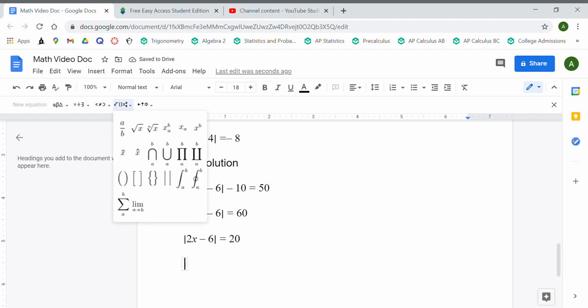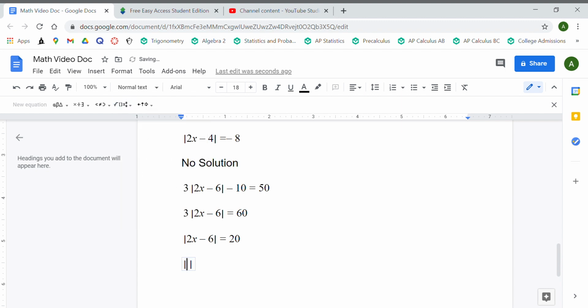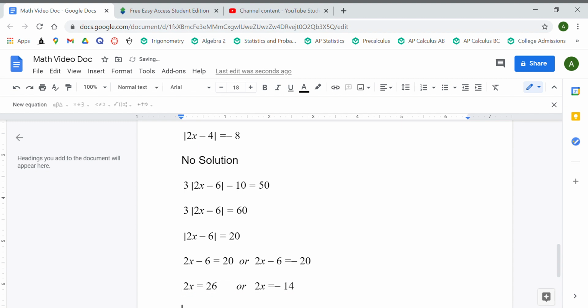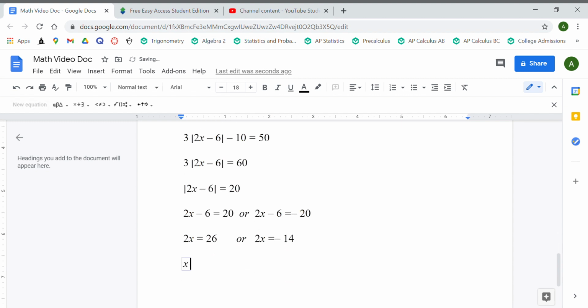Alright, so let's give it a try. So 2x minus 6 equals 20, or 2x minus 6 equals negative 20. Let's solve each equation. On this side you should have 2x equals 26. And on this side you should have 2x equals negative 20 plus 6, which is negative 14. Divide each side of each equation by 2, and you should have x equals 13, or x equals negative 7.